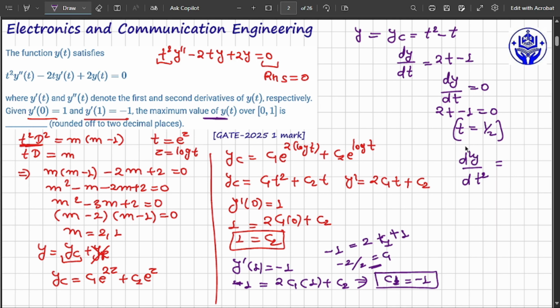Okay, now I have this one. If I differentiate this again, I will get 2. Now, is it a maximum point or not? How can we say that? Because it is nothing, it is not like this.